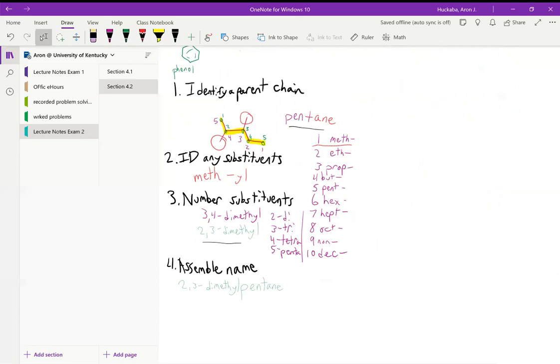We'll certainly do more examples of these in the future, but that is in general how to make a systematic name for molecules. It's really important to keep in mind that you have to identify the parent chain first, and it has to be the longest carbon chain that you identify as the parent chain. You can also have rings instead of just a linear type of molecule.